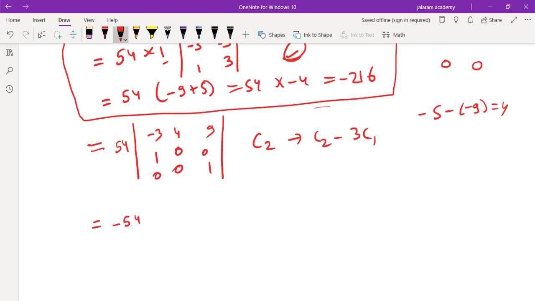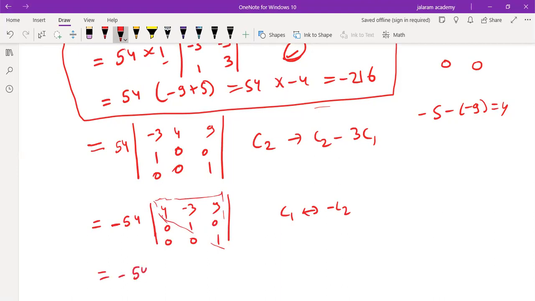Now, if we interchange column 1 and column 2, we have to multiply by minus. So it is 4, 0, 0. Then minus 3, 1, 0. Means column 1 and column 2 are interchanged, so we have to multiply by minus. The third element is written as it is. Now it is an upper triangular matrix determinant. Means all the elements below the principal diagonal are 0. So we will multiply these three elements of the diagonal. So the answer is again minus 216.